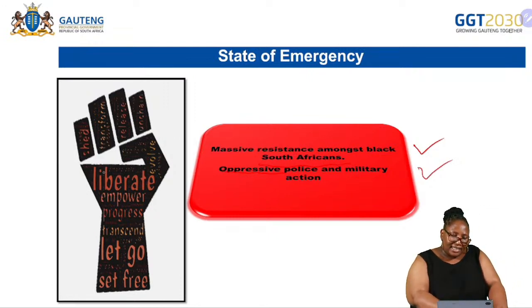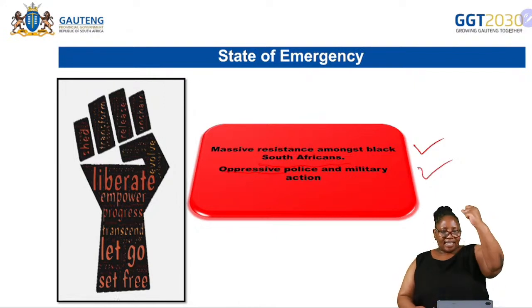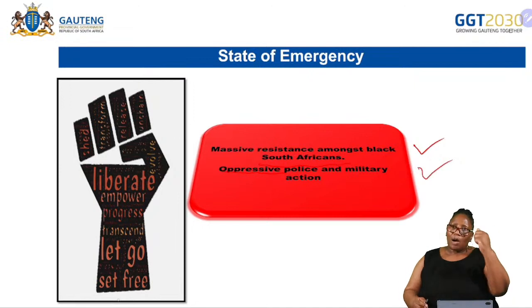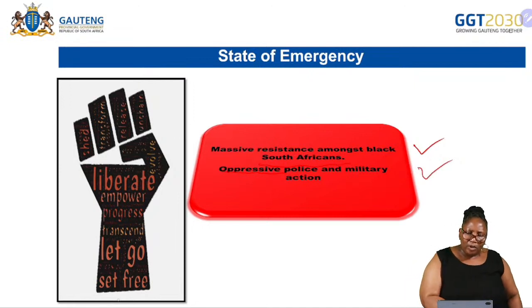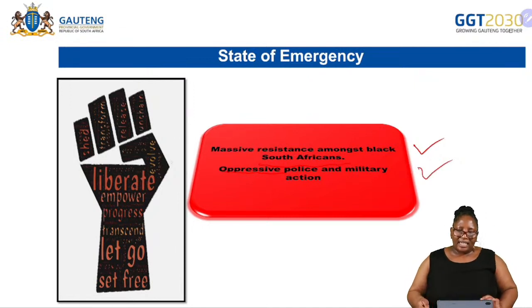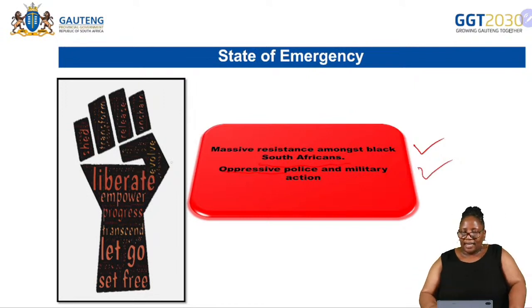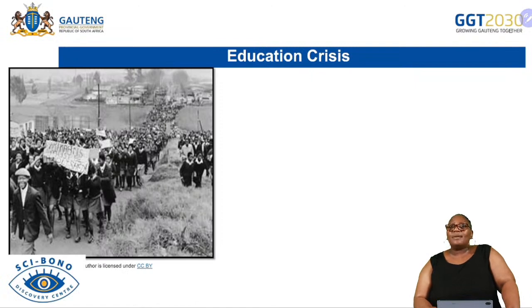So you see that hand there? People protested. They raised their fists and said, power to the people. What were they fighting for? They wanted to be liberated. They wanted to be empowered. They wanted to be set free. They wanted the same things as other nationalities.